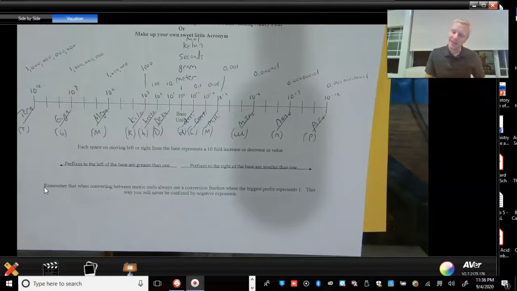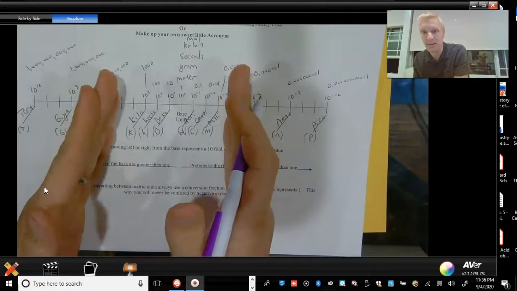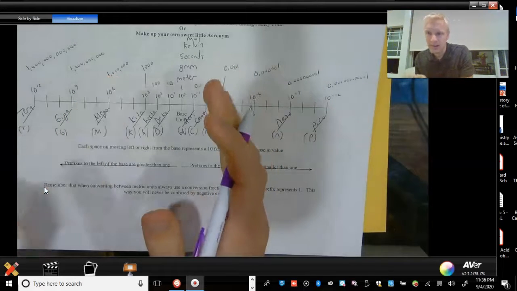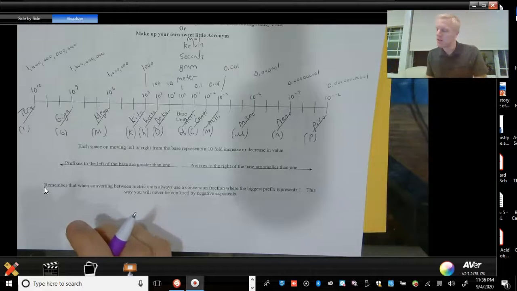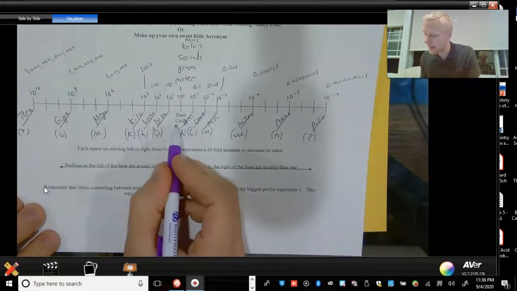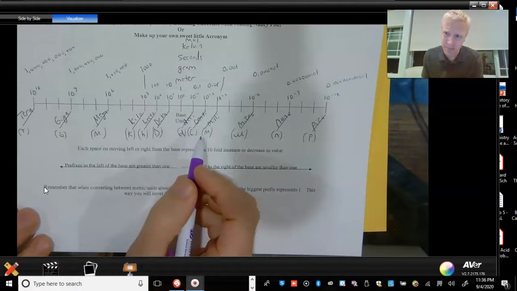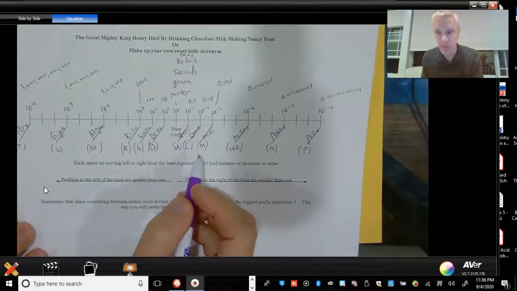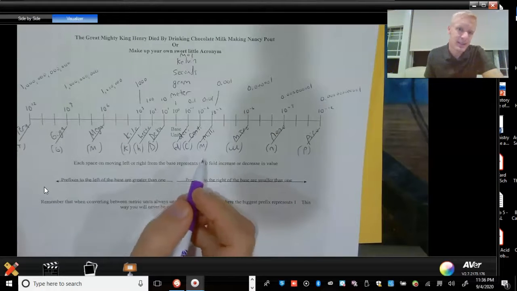So, how can you remember all of this? Because you are going to have to remember, at the very least, the main six. Remember that King Henry guy? Yeah, well, he's going to help you. So, I have the acronym. King Henry died by drinking chocolate milk. Not sure if that's how he actually died. Probably not. But it works for the mnemonic device, or acronym.